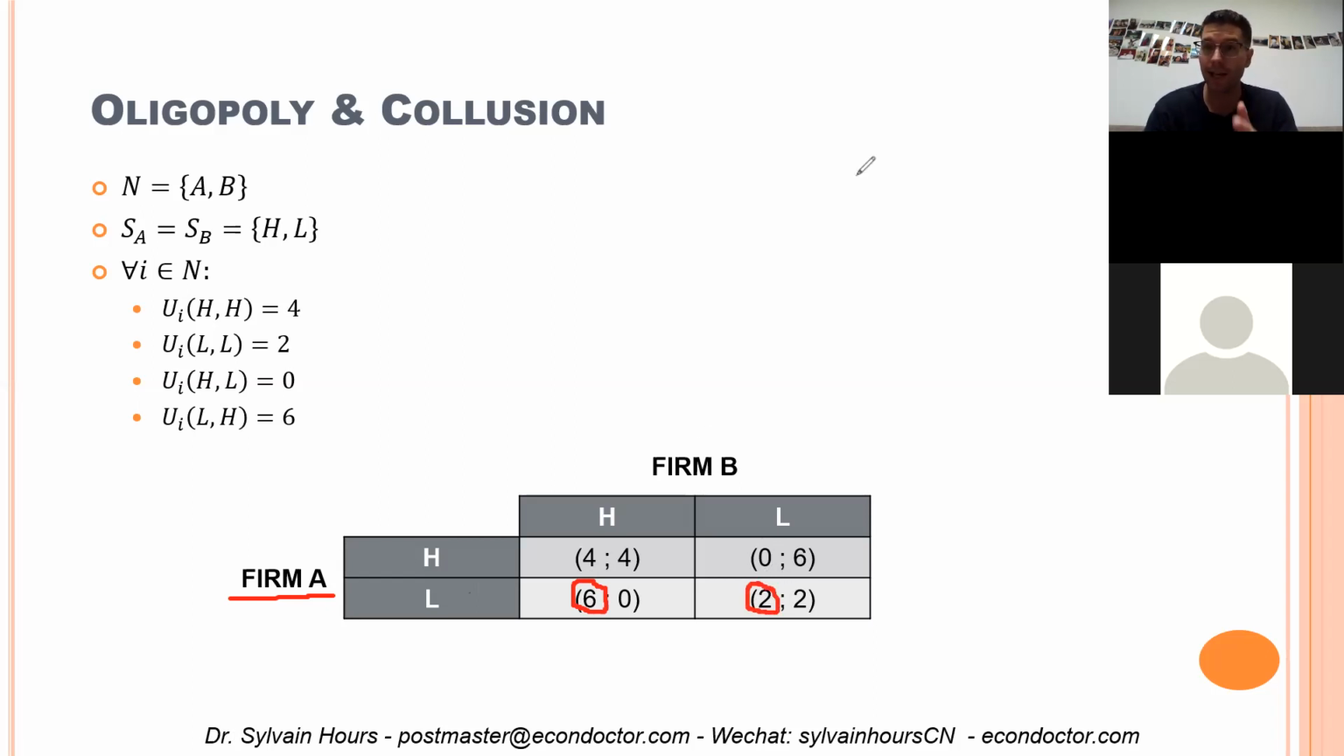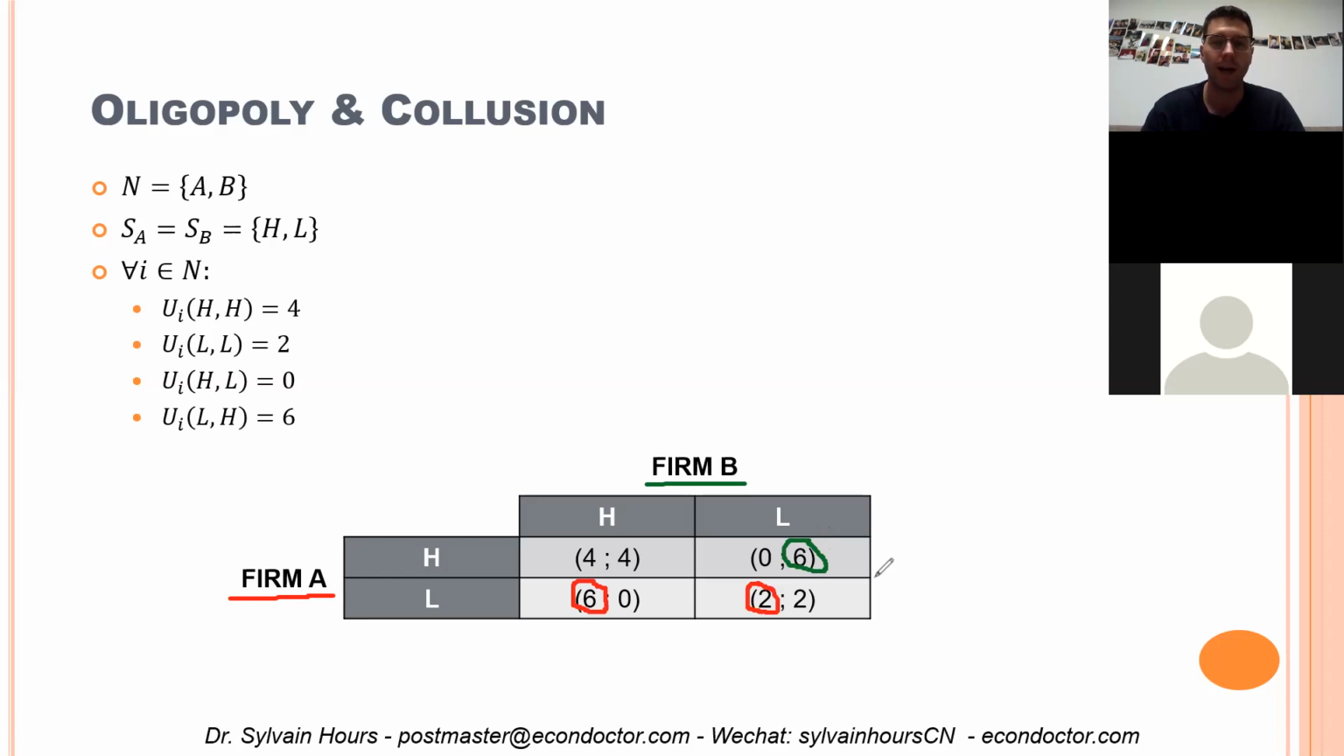And then once I have circled the best responses for firm A, I do the same thing with firm B. So now I put myself in the shoes of firm B, and I say, if I believe that firm A is going to charge a high price, what should I do? Charge a high price myself and get $4 million, or charge a low price and get $6 million? Obviously, charging a low price is better. So I can circle 6, what I get when I charge a low price.